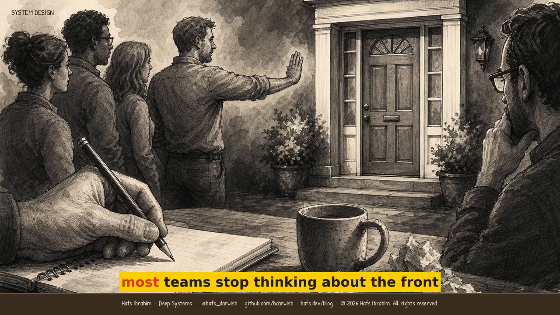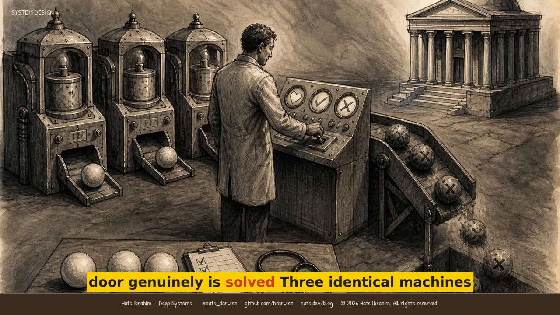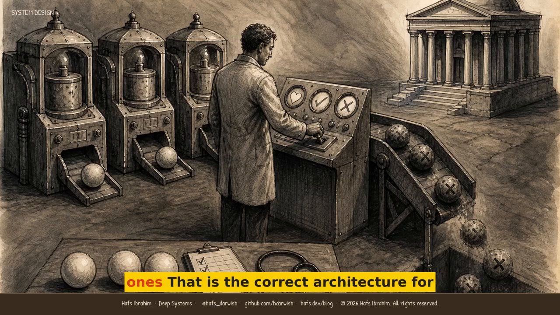Note, this is the moment most teams stop thinking about the front door, because at this point the front door genuinely is solved. 3 identical machines, 1 chooser, health checks removing the sick ones.